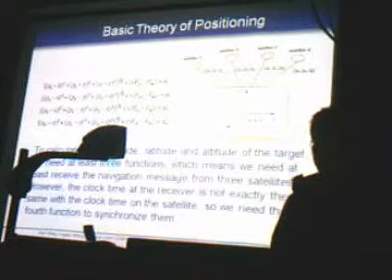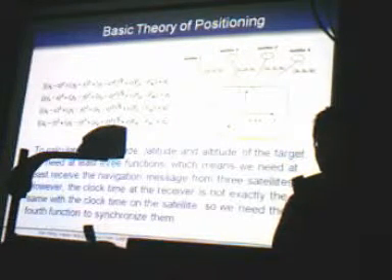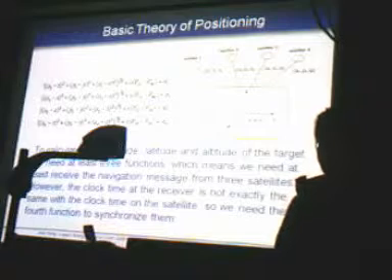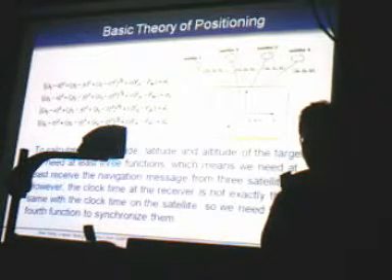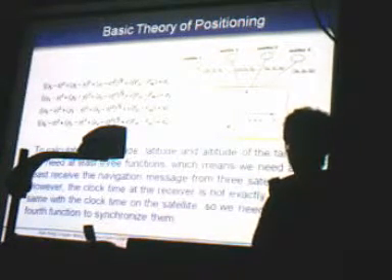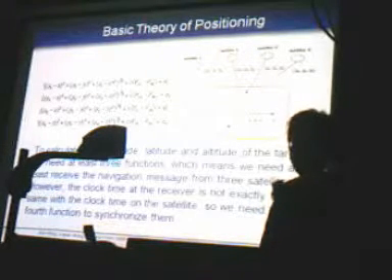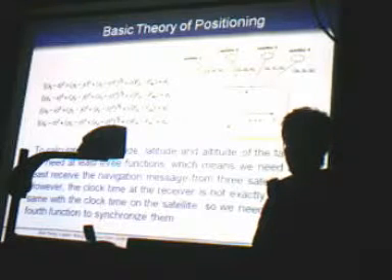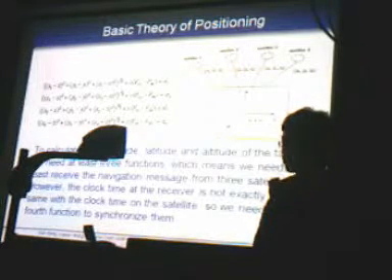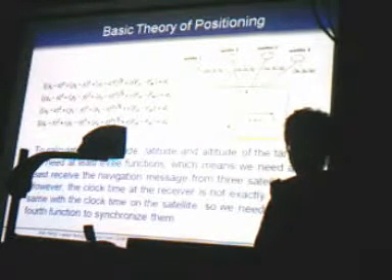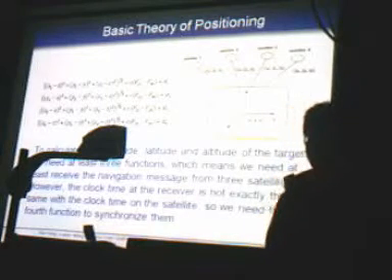Here is the basic theory of the positioning. To calculate the longitude, latitude, and altitude of the target, we need at least 3 functions, which means that we should receive the navigation messages from at least 3 satellites. However, the clock time on the satellite and the clock time on the receiver are not exactly the same, so we need the fourth function to synchronize them. That means we need 4 satellites.